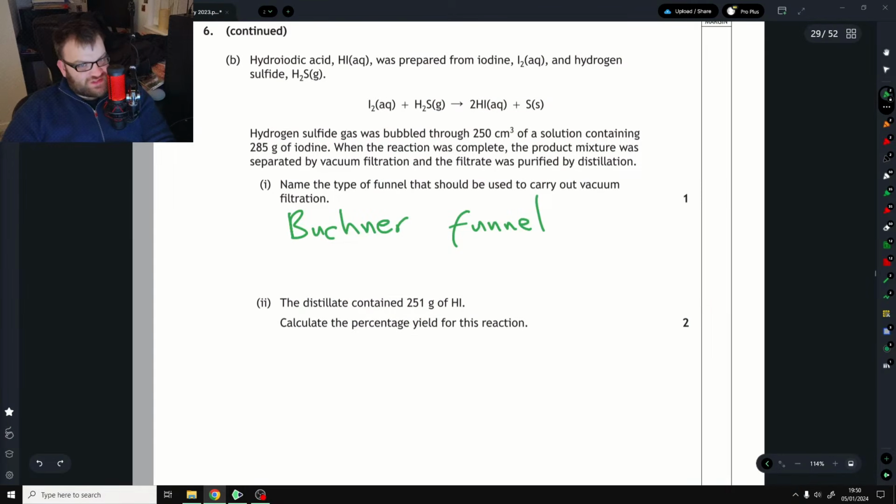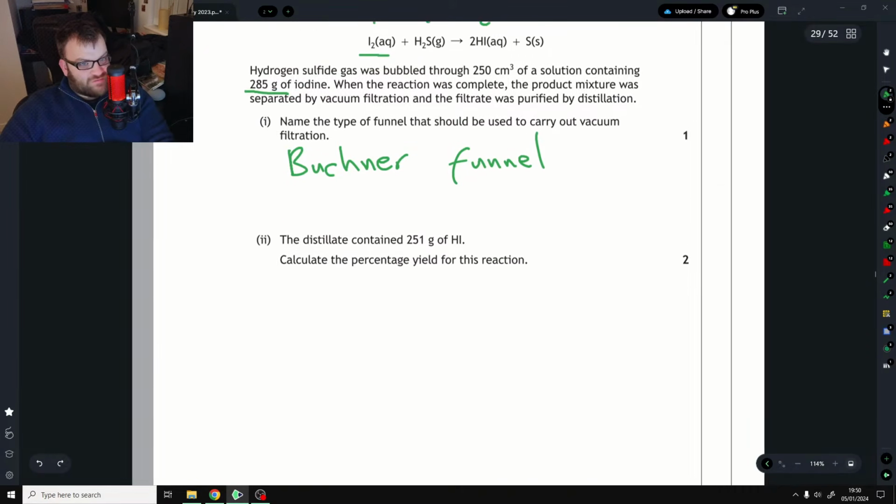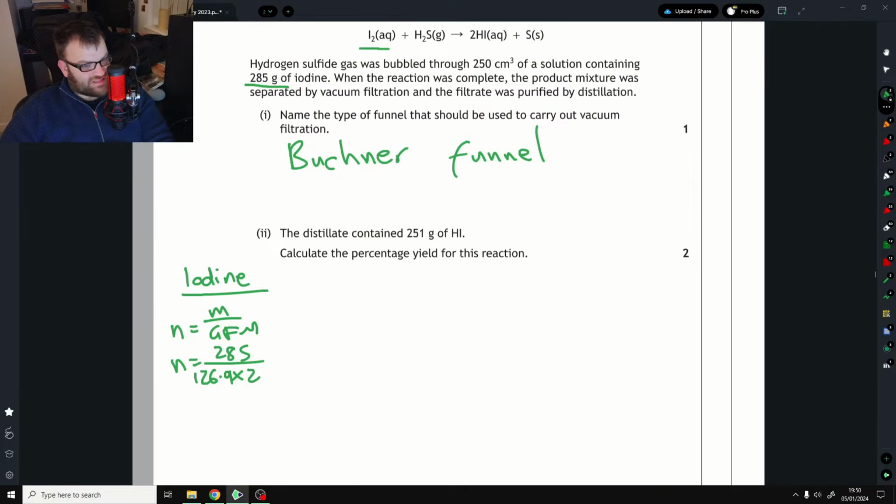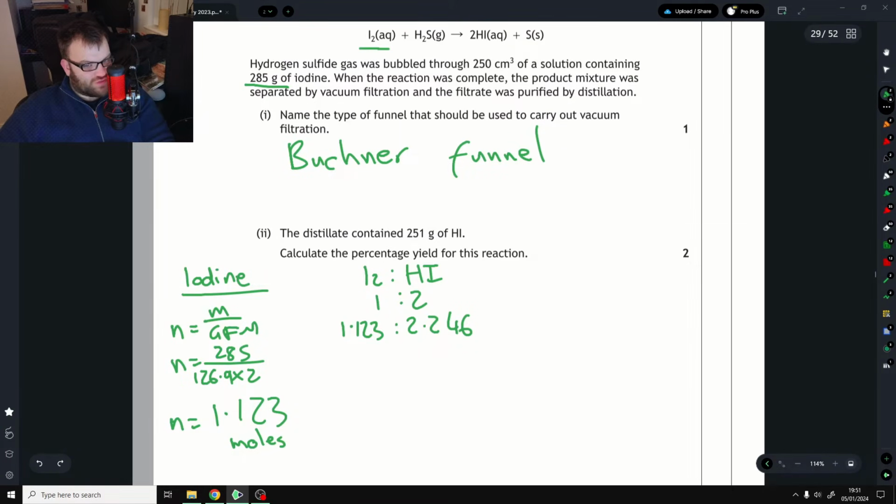Next, we're asked about the percentage yield. Couple of things we need from the top. First thing we need is that we've got our mass of iodine we're starting with. We've also got our ratio of 1 to 2 between the two chemicals. First thing I would do is turn the mass of iodine into the number of moles, doing the mass divided by the GFM. It's I2, so we want to times our GFM by 2. That will give us 1.123 moles. It is a 1 to 2 ratio, therefore we'll have 2.246 moles of the hydrogen iodide.